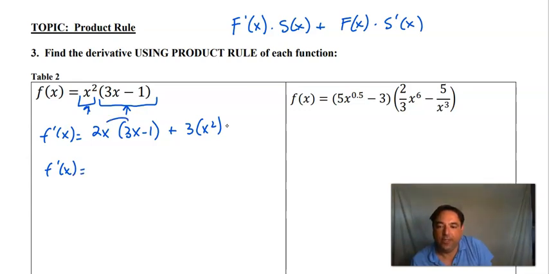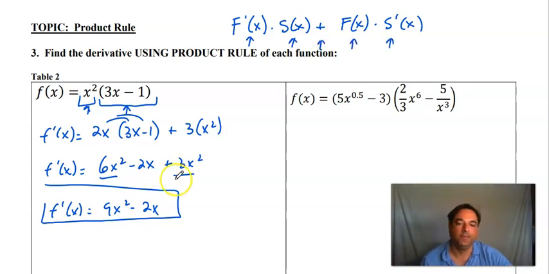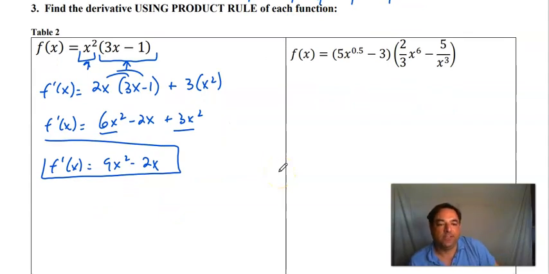Now we're going to clean it up. Distribute the 2x, we get 6x squared minus 2x plus 3x squared, 6x squared plus 3x squared. That would give you 9x squared minus 2x. Okay, so for all of these, derivative of the first times the original second plus original first times the derivative of the second. Okay, next one, and again following that order, slowly, carefully, derivative of the first.